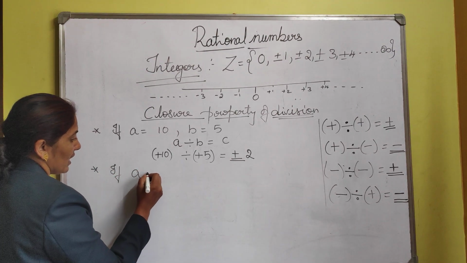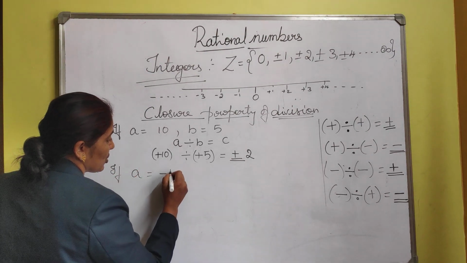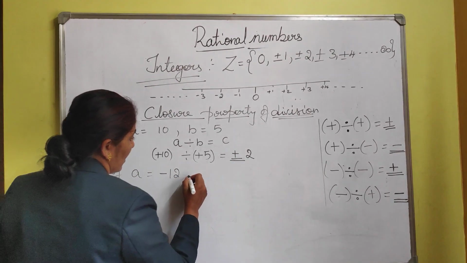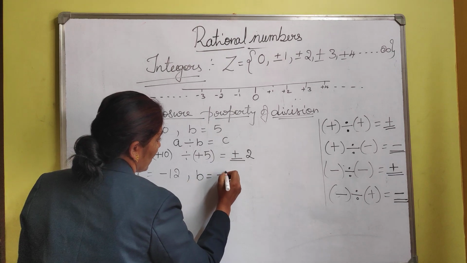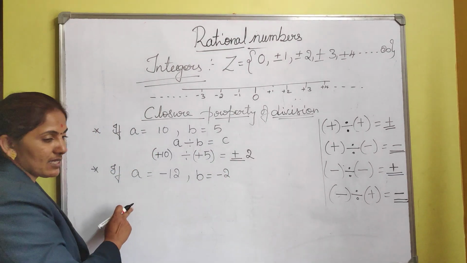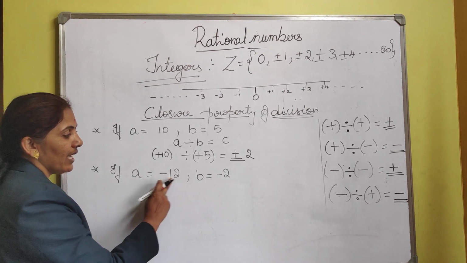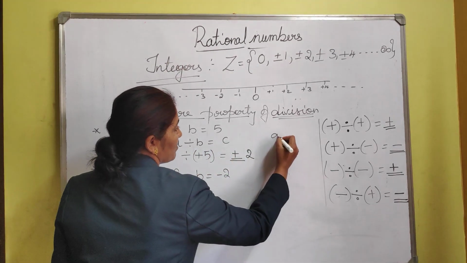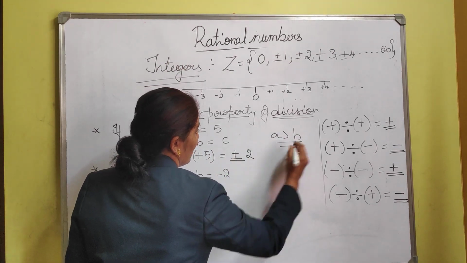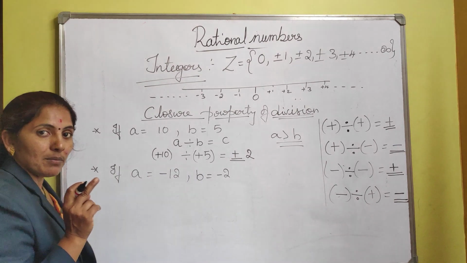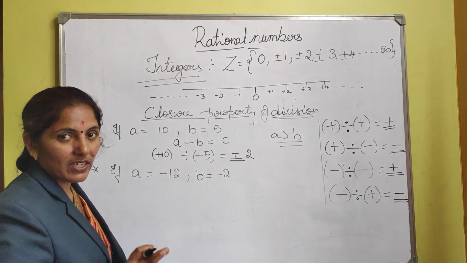I'll consider one more example. Say A is equal to minus 12 and B is equal to minus 2. In all these cases, what do we find? A is greater than B. You can observe here, A is greater than B in all these cases. Along with that, they are multiples of each other.